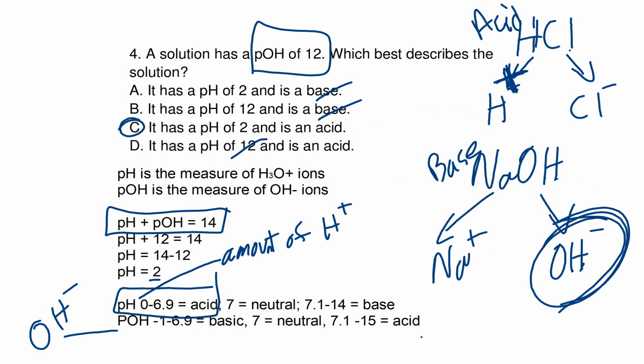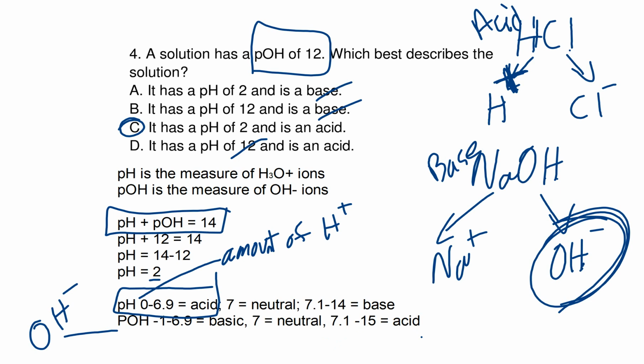This is another new one. So you're familiar with the pH scale. 0 to 6.9 is an acid, 7 is neutral, 7.1 to 14 is a base. Okay. Now, the pOH scale, which is a measurement of the hydroxide concentration, is kind of the flip of that. It's like the bizarro pH. So 1 to 6.9 is basic. Actually, -1 to 6.9 is basic. 7 is still neutral, and 7.1 to 15 is an acid.